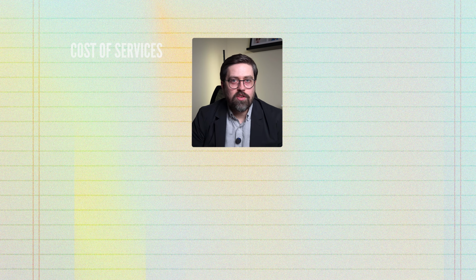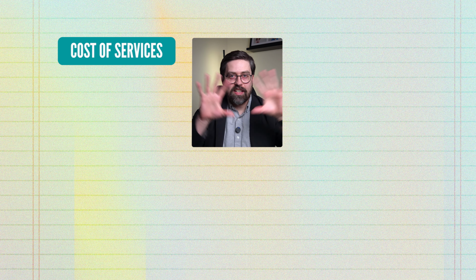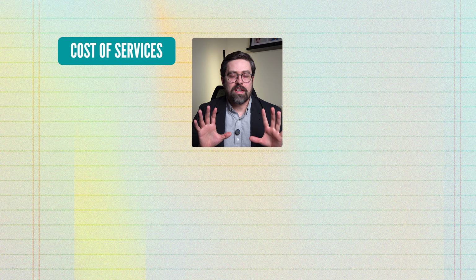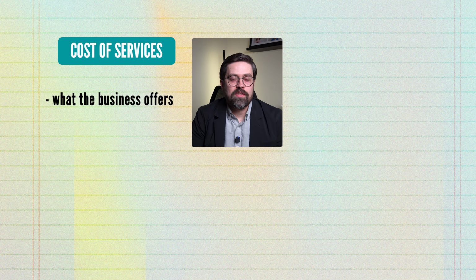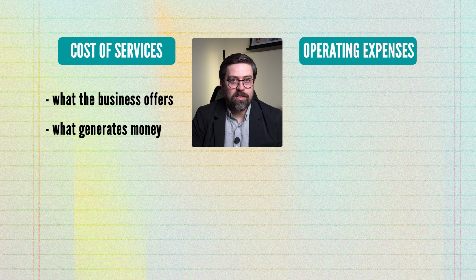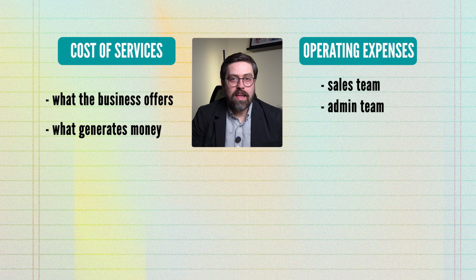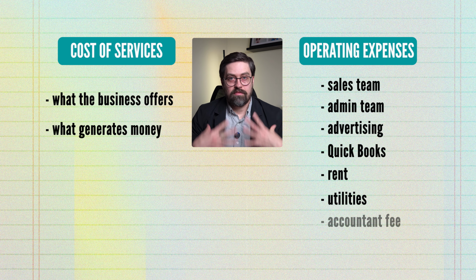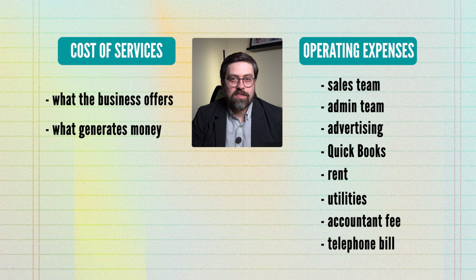Now, let's talk about operating expenses. This is all your hero support costs. So you think of cost of services as the heroes of the business. They are doing what the business offers, what generates money. But the operating expenses, those are hero support. It's everything you need to support delivery of your main service. We're talking about sales team, admin team, advertising, QuickBooks, rent, utilities, the accountant fee, telephone bills, etc.